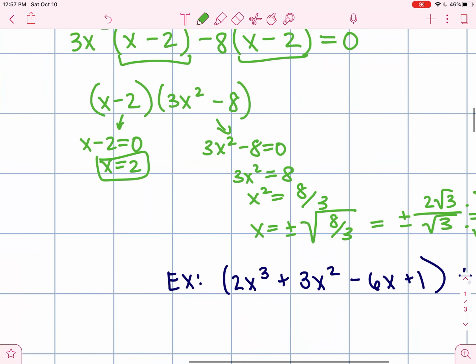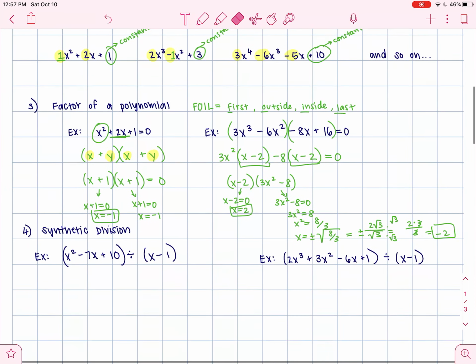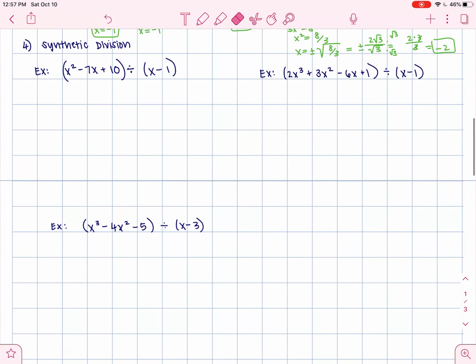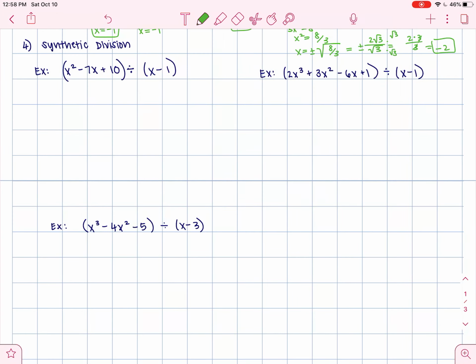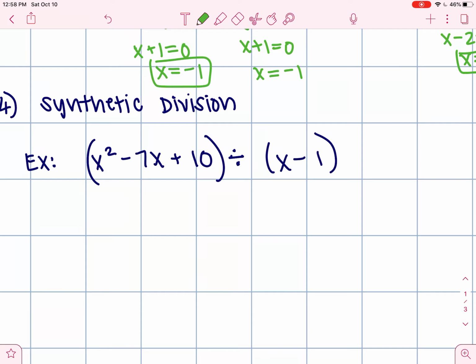And since we already have plus 2 here, you would need to determine if minus 2 was an adequate solution of the equation. But that is how you factor a polynomial using the two methods I showed you, FOIL and factor by grouping. So we can finally move on to synthetic division now that we have a greater understanding of how to factor. So let's look at our first example, x squared minus 7x plus 10 divided by x minus 1.